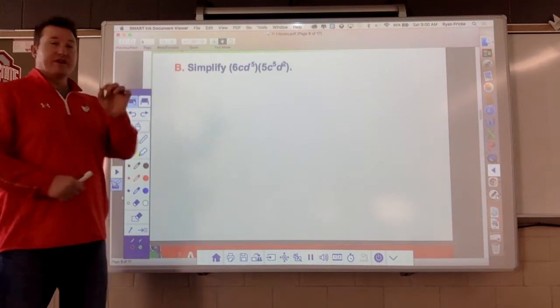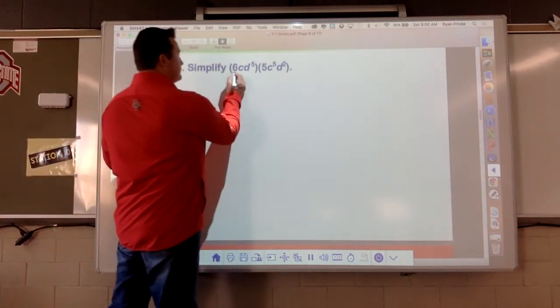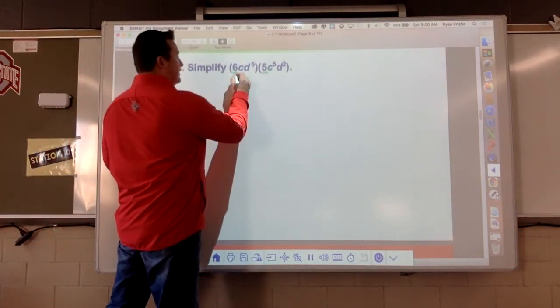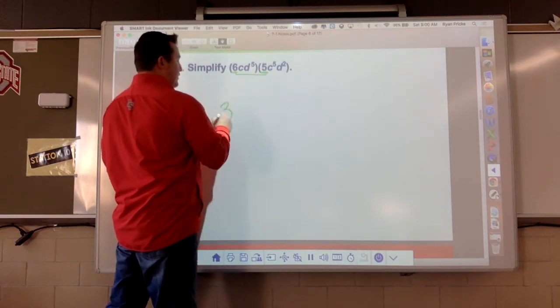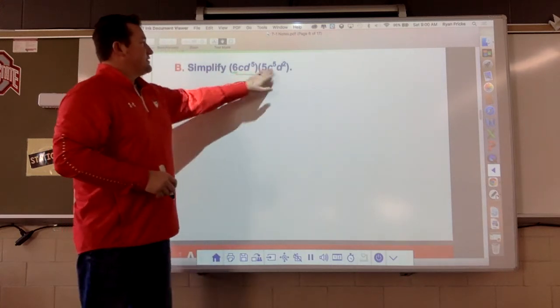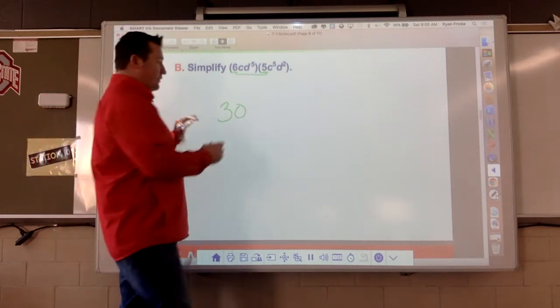Again, multiply your coefficients. That is step number 1. 6 and 5, right? So those together give me 30. C's, keep the base, add the exponents.